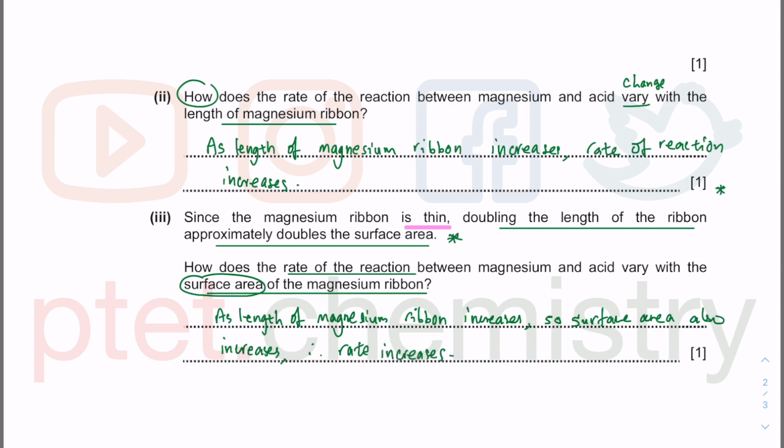So they want the relationship between the rate and the surface area. So we can say as the surface area of the magnesium ribbon increases, rate increases as well, based on this information and what we had gathered in the previous question. What is important is I must talk about surface area increasing and that will lead to rate increase, whereas the previous one is length of magnesium ribbon increases, rate would also increase there.